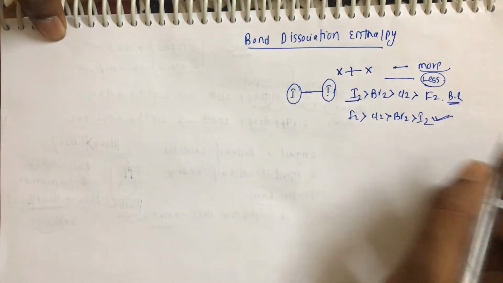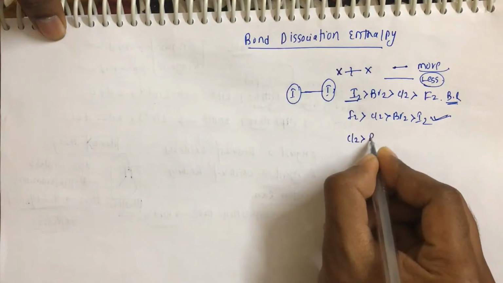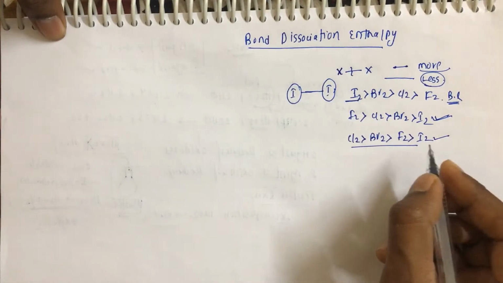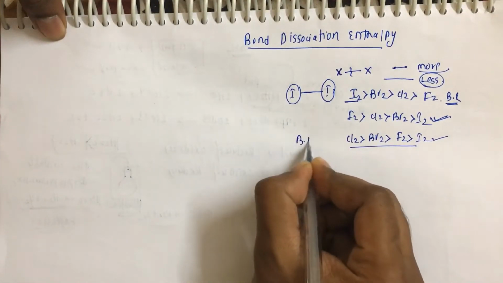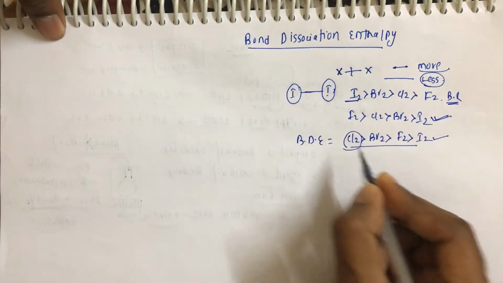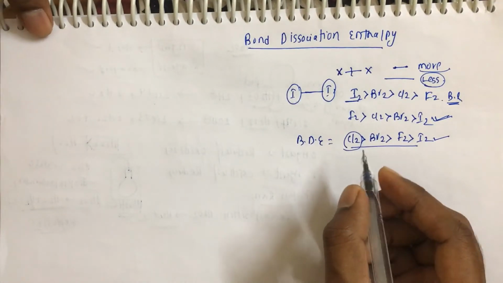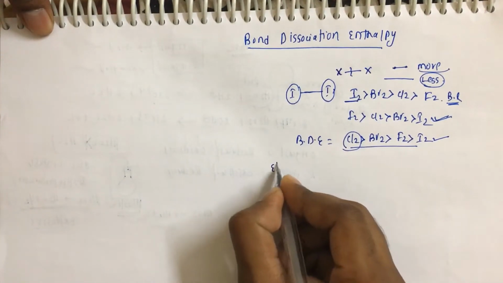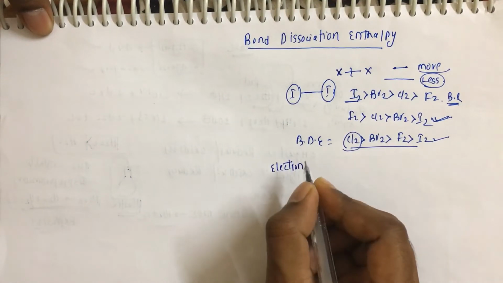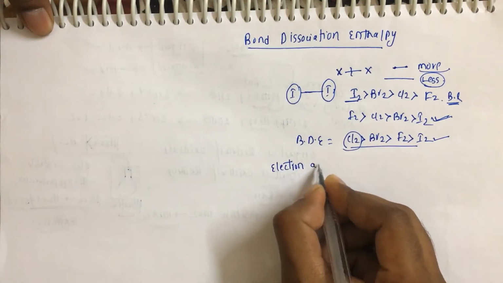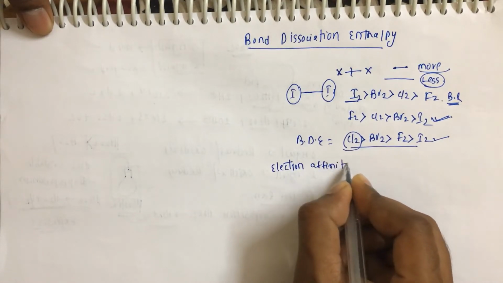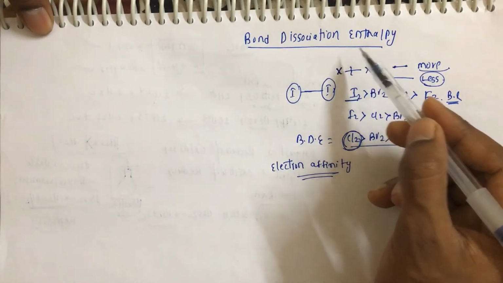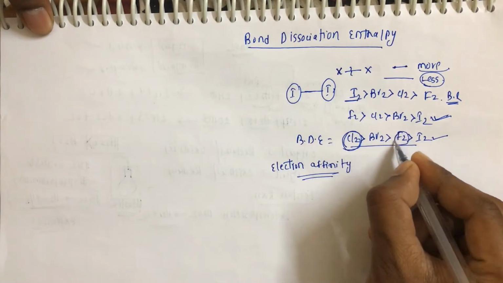But in reality, the order will be chlorine, then bromine, then fluorine, then I2. So this is the correct order for bond dissociation enthalpy. Why is chlorine coming first? We know the electron affinity. Because of electron affinity, chlorine has a higher dissociation enthalpy.